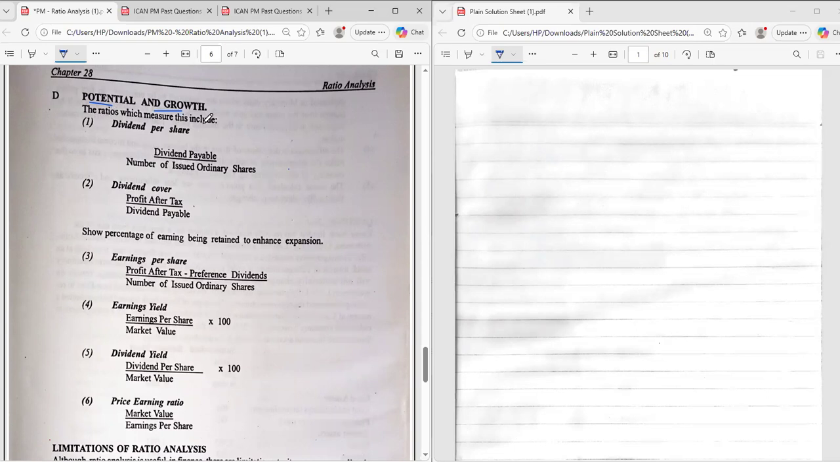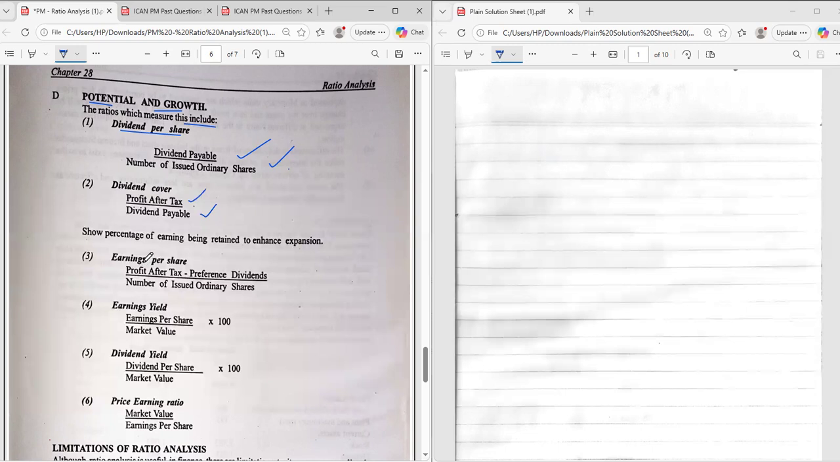All right, so the ratios measures include dividend per share. Okay, so how much dividend is somebody earning for one share? So the formula is the dividend payable divided by the number of ordinary shares. Dividend payable simply means the amount of dividend that we want to pay. Then we divide it by the number of shares. That will give us the dividend per share. Then what about the dividend cover? We want to see whether our profit can cover our dividend. So we say profit after tax, because dividend is always paid after tax, so we say profit after tax, not profit before tax, and you divide it by your dividend payable, the amount of dividend that you want to pay.